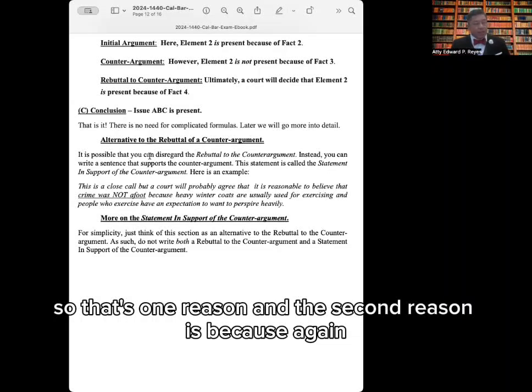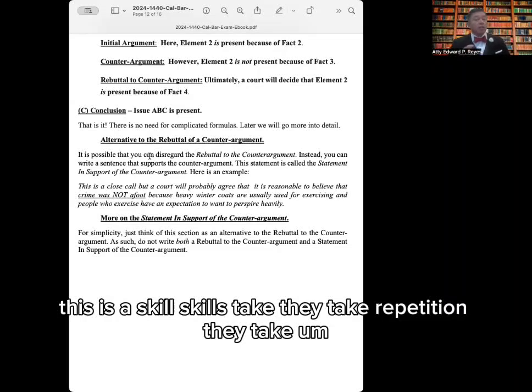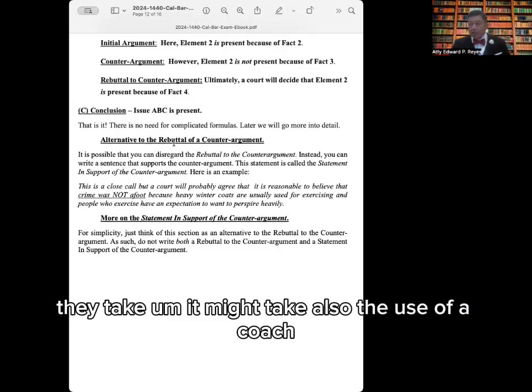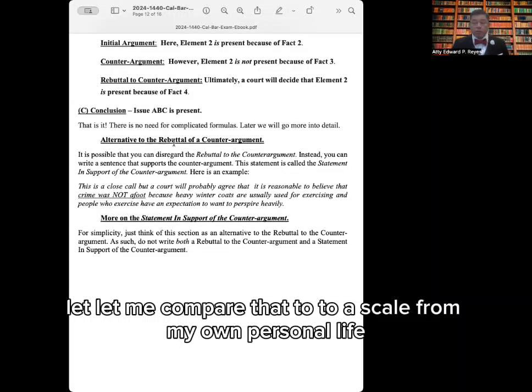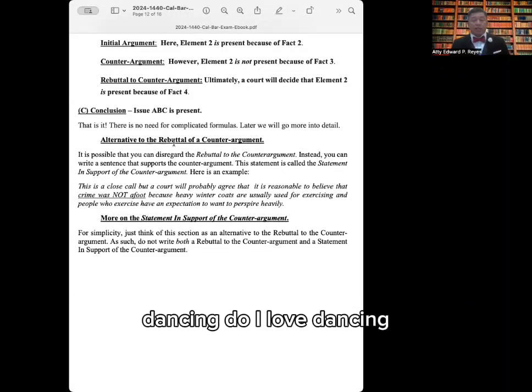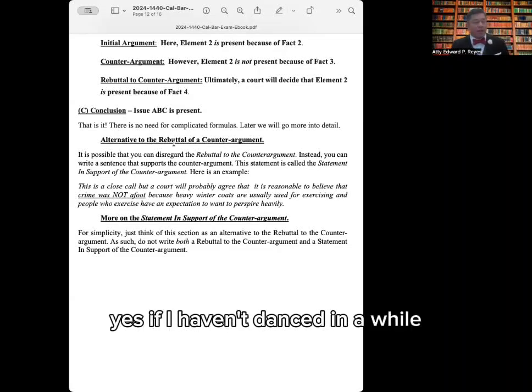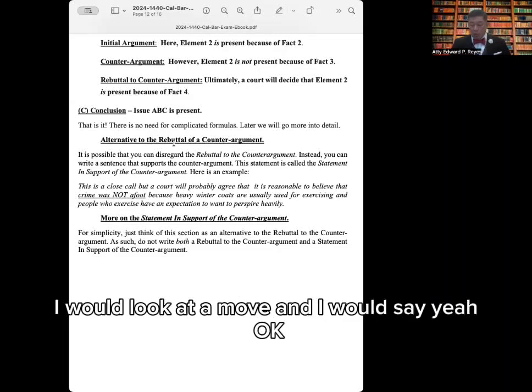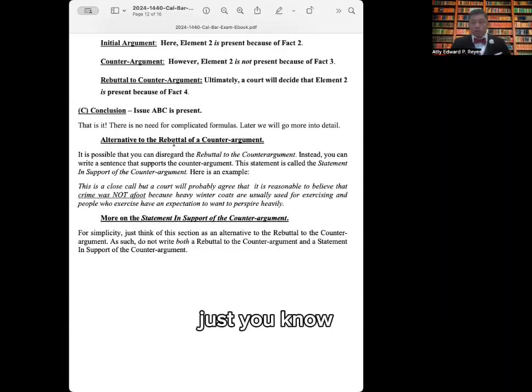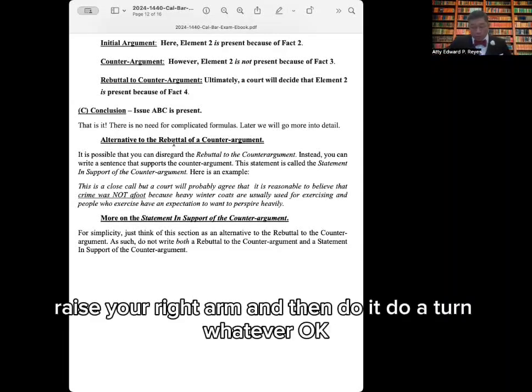And the second reason is because, again, this is a skill. Skills take repetition. It might also take the use of a coach if you want to speed up the process. Let me compare that to a skill from my own personal life. Dancing. Do I love dancing? Yes. If I haven't danced in a while, but when I would dance, I would look at a move and say, yeah, okay, just raise your right arm and then do a turn, whatever.